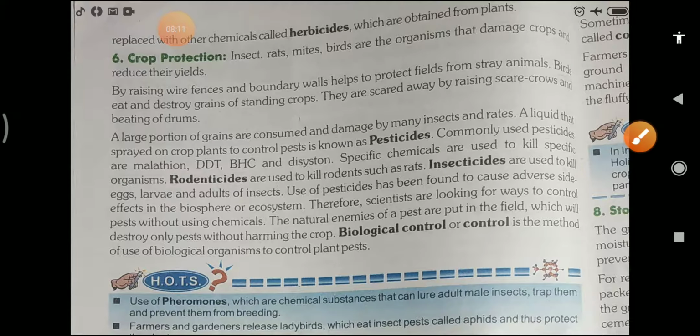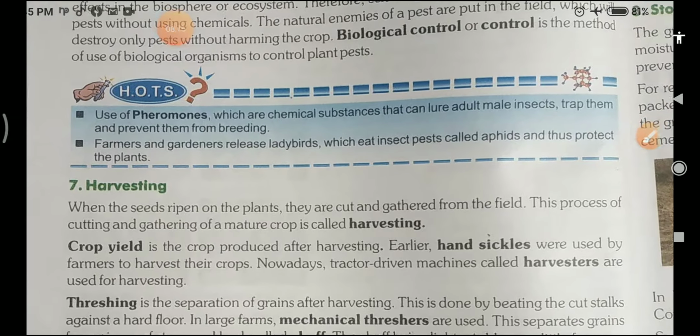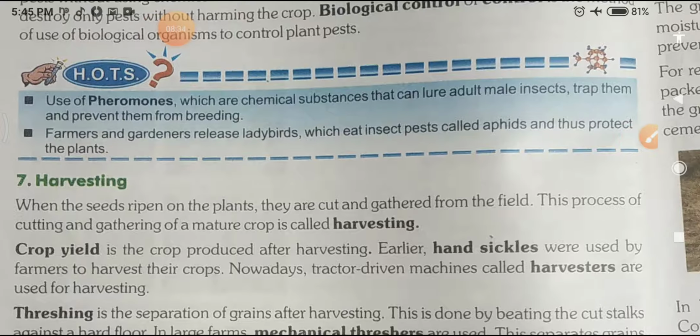Let's see here what is given in the HOTS. In the HOTS they have written: use of pheromones, which are chemical substances that can lure adult male insects, trap them and prevent them from breeding. Farmers and gardeners release ladybirds which eat insect pests called aphids and thus protect the plant.